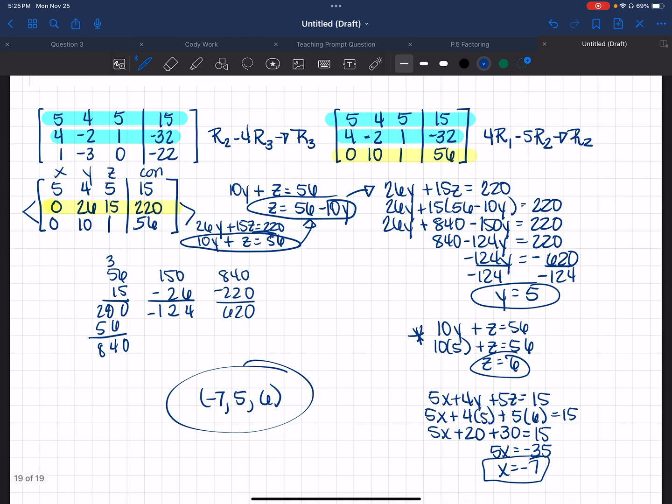Okay. Now I'm going to take the y and the z and plug them back into that very top original equation, which was 5x plus 4y plus 5z equals 15. So that's going to give me 5x plus 4 times 5 plus 5 times 6 equals 15. So that's going to give me 5x plus 20 plus 30 equals 15. That gives me 5x equals negative 35. Divide both sides by 5. x will equal negative 7. So we get a solution of negative 7, 5, 6.